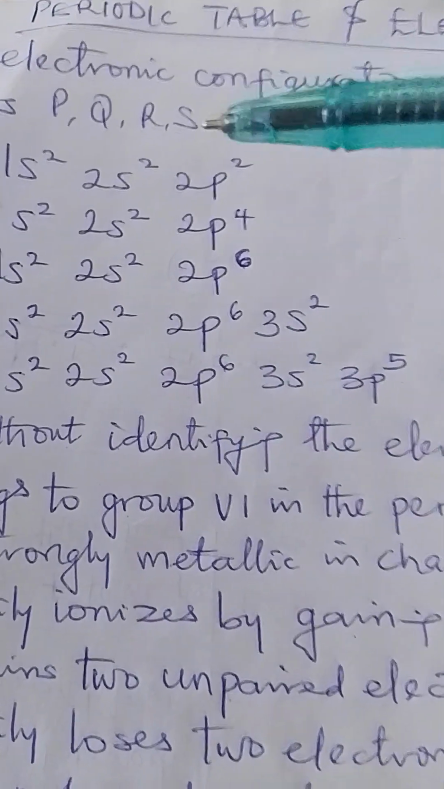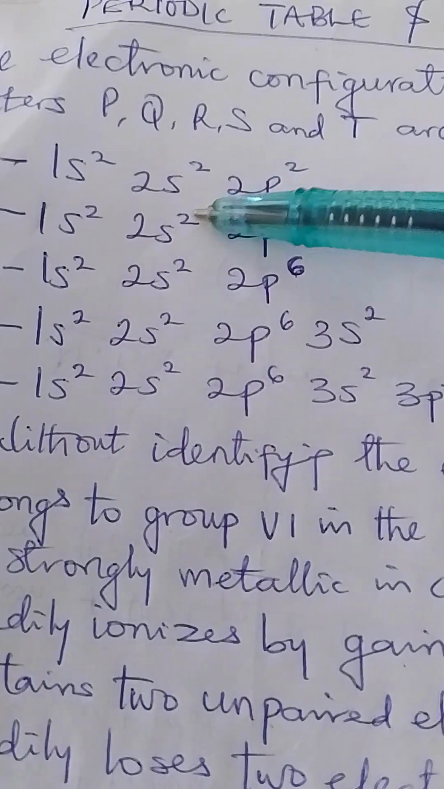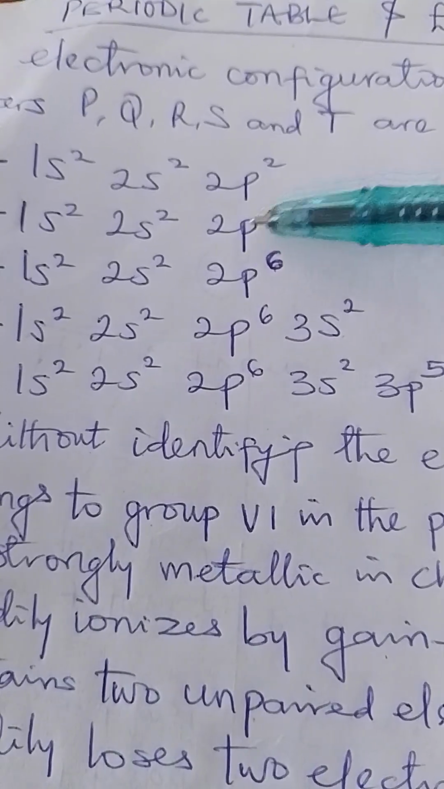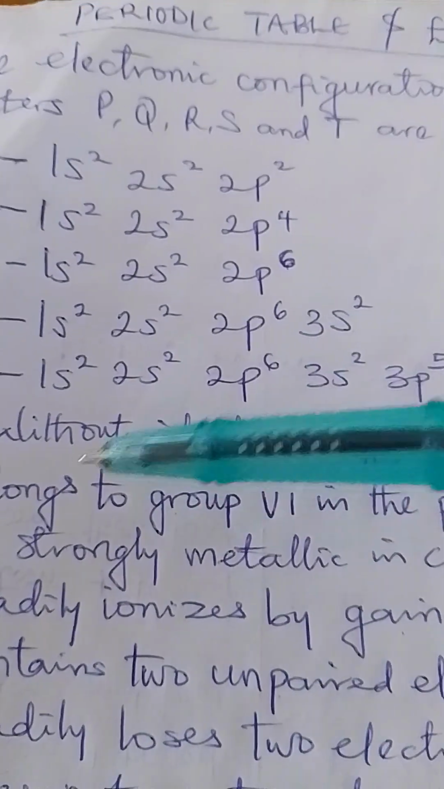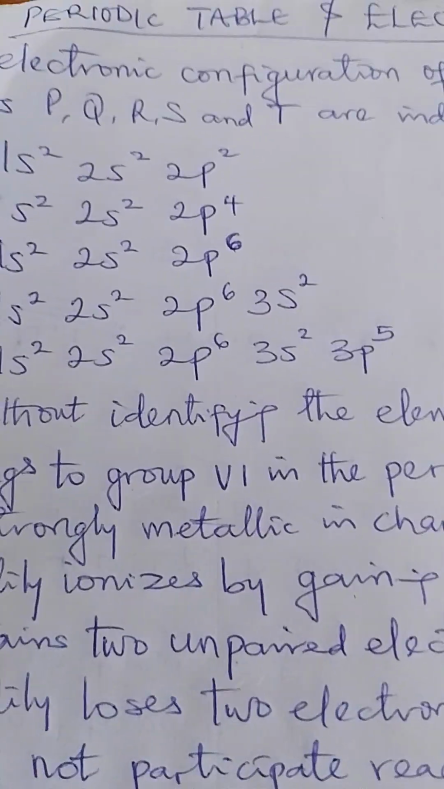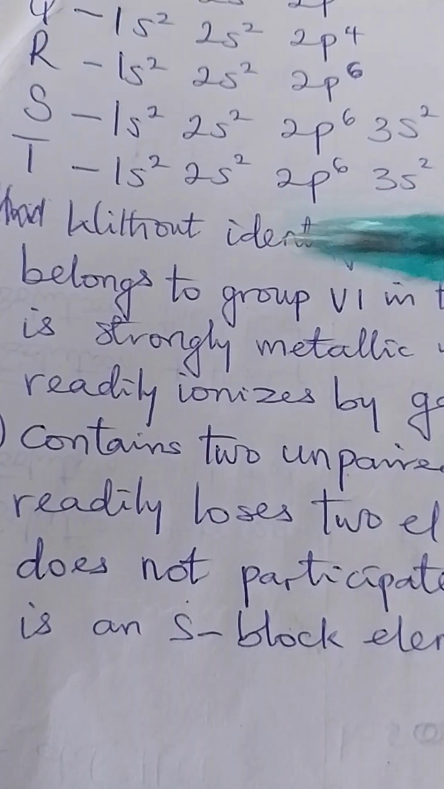So you can see that if you check properly, it is Q that has 2 electrons in the s orbital and 4 electrons in the p orbital. So the answer to that first question that says belongs to group 6 in the periodic table is letter Q. I hope you understand that. All right. The second one says, which of the elements is strongly metallic in character?